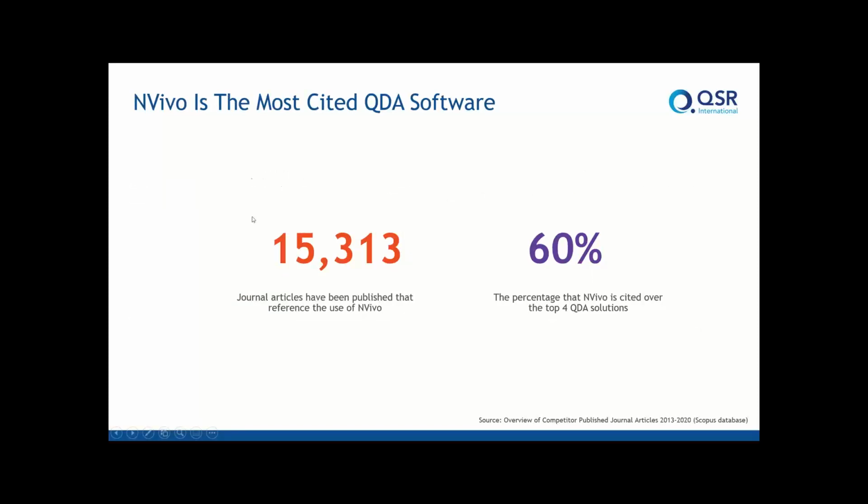I'd also like to point out that in the Scopus database, you can find over 15,000 articles that mention NVivo. So a lot of times we get questions, well, how do people use NVivo with their different research methods? So I just wanted to point that out. You can most likely find an article that will help you based on your research method.